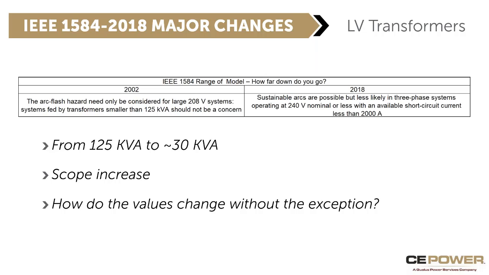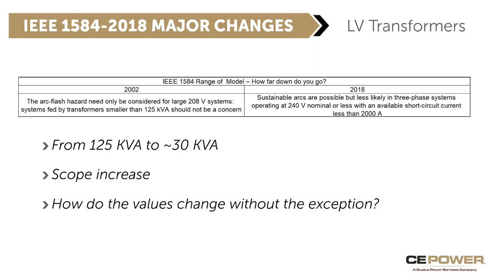What 2018 says is this: sustainable arcs are possible, but less likely in three-phase systems operating at 240 volt nominal or less with an available short circuit current less than 2000 amps. And so what you'll notice about that 2018 verbiage is that there's no mention of a transformer size at all. There's a mention of a fault current value. And so now the question is, okay, well, how do I transpose that into transformer numbers? It turns out that's pretty hard to do. It depends on the kVA size, and it also depends on the percent impedance and other system variables.